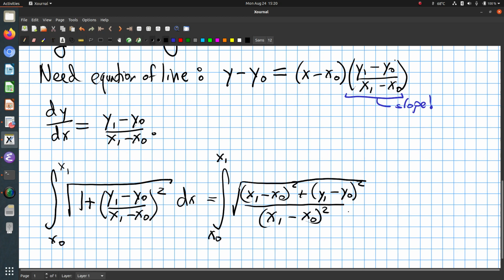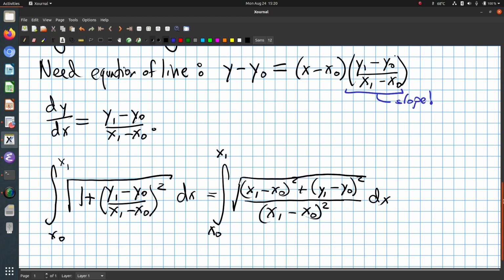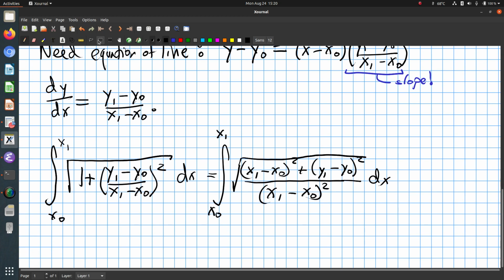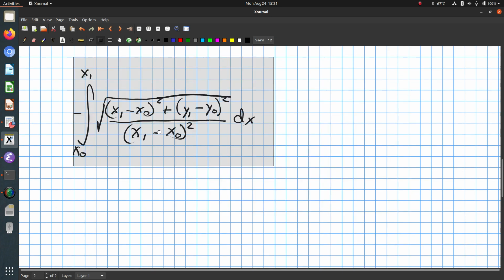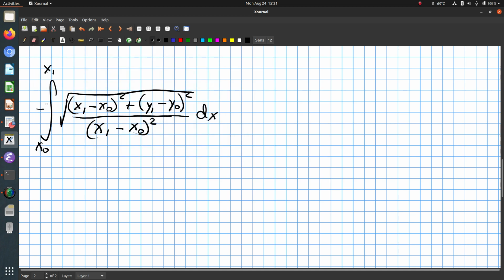Just rearranging the algebra slightly. But I haven't done any calculus, I've just rearranged the algebra. Now you will notice the quantity under the integral is a constant, so I can just take that out. And if I take that quantity out, and integrate from x naught to x1, well, what do we get?